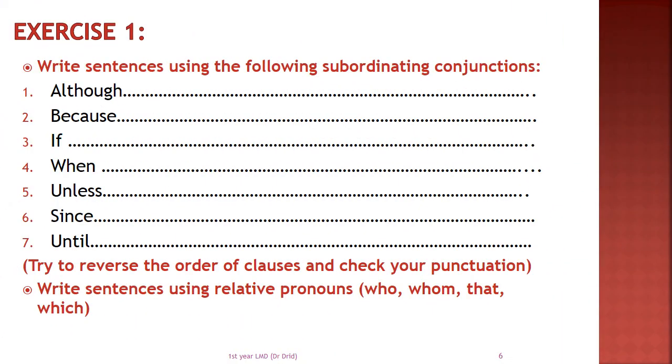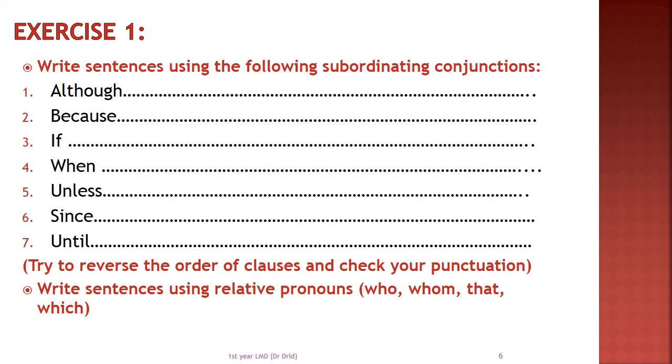This is an exercise about complex sentences in which you will write. Firstly, write sentences, of course complex sentences, using the following subordinating conjunctions: although, because, if, when, unless, since, until. Of course, you have to pay attention to since and until. They must be followed by a clause, not by a phrase. If they are followed by a phrase, the sentence will be simple. You should have two clauses in your sentence.